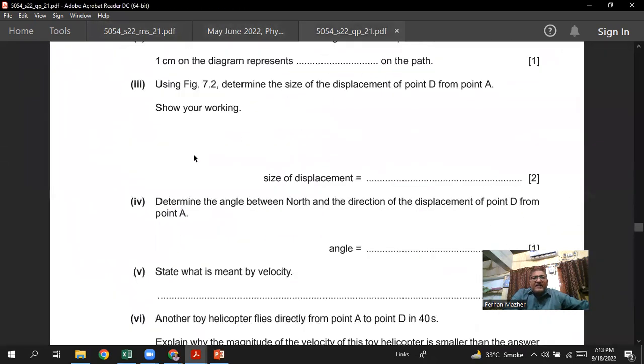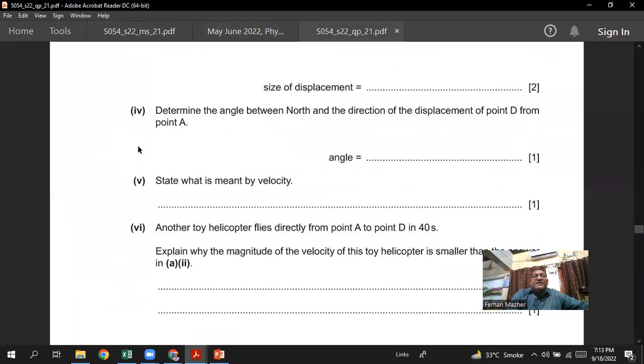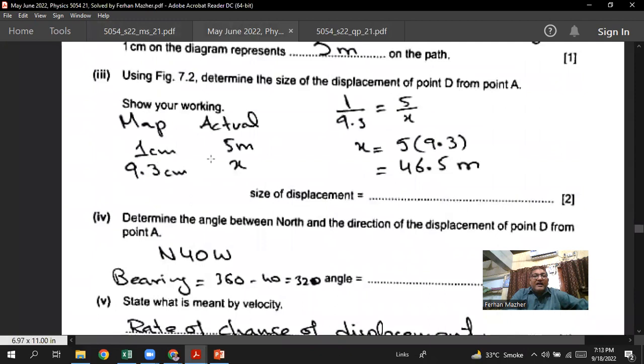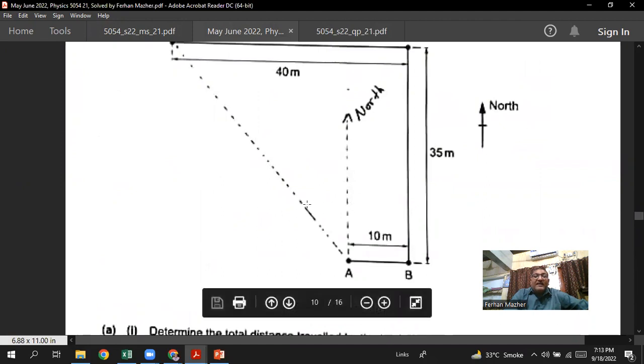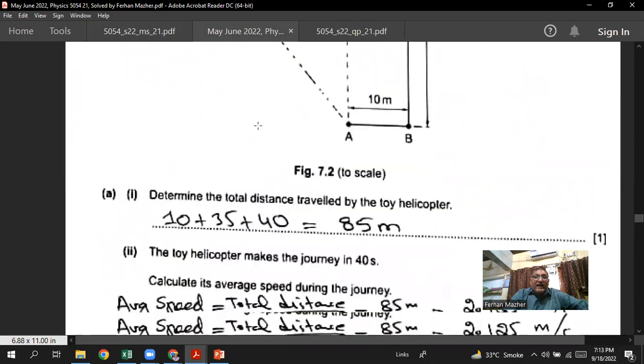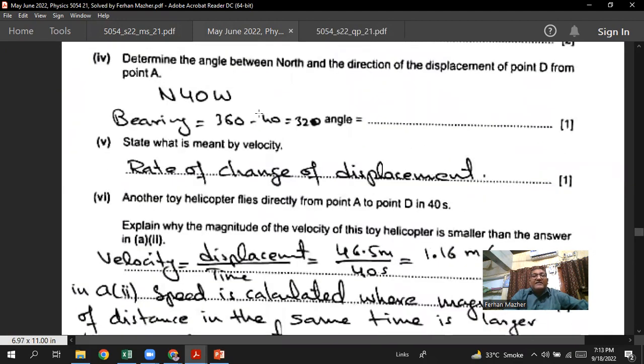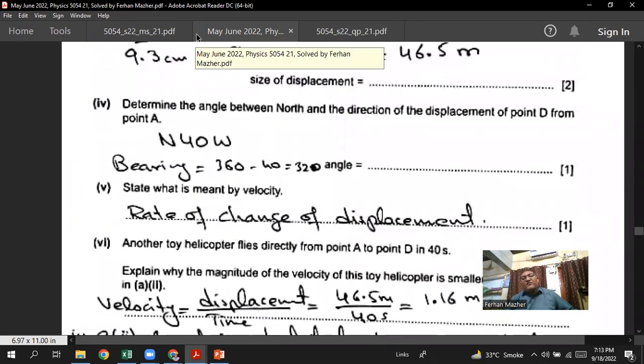Now the next question they are asking us is to determine the angle between the north and the direction of the displacement of the point D from the point A. So you have to measure this angle. They want the angle with the north. Either you measure this angle or you can measure this angle. If you measure this angle, then that will be the bearing of D from A. I have measured it with the help of the protractor, and it is north 40° west. From north, it goes 40° towards west.